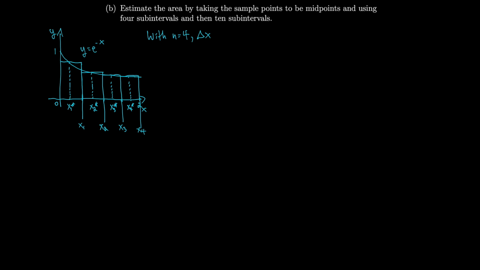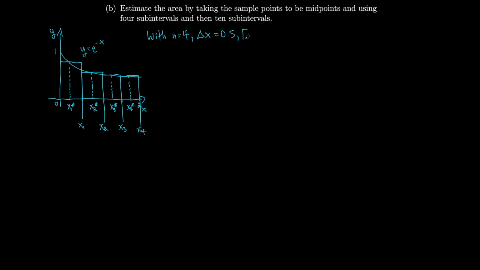So if we think of it as b minus a over n, that's 2 minus 0 over 4, so that's a half. That also makes sense because over here is 1, and then over here is a half. So from 0 to a half, then half to 1, then 1 to 1 and a half, 1 and a half to 2. So each rectangle has width of a half.